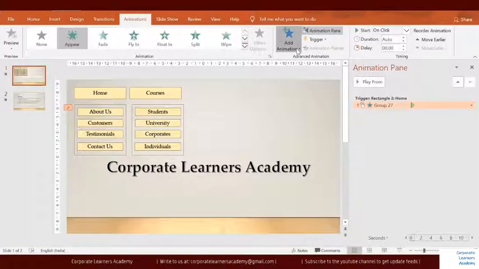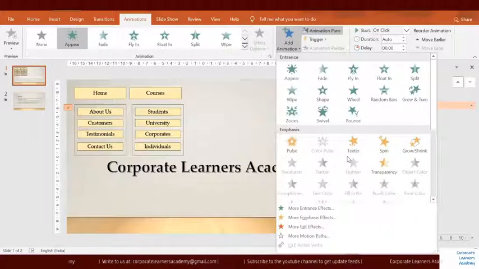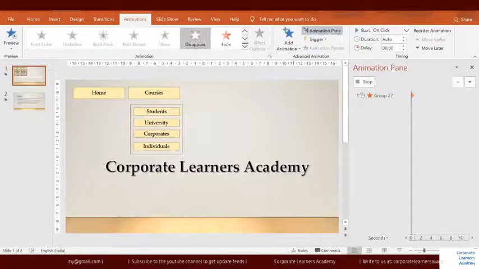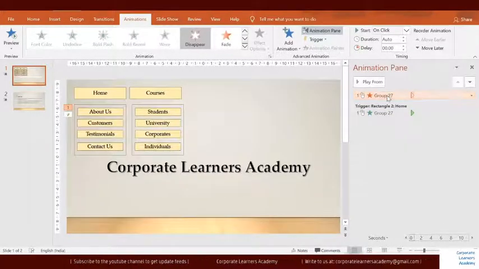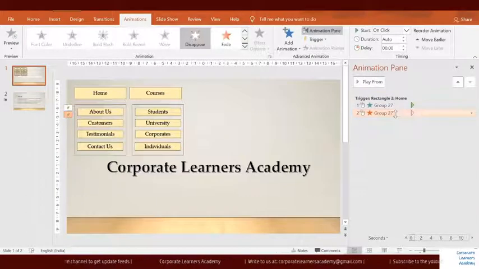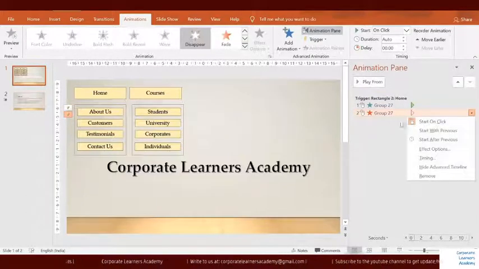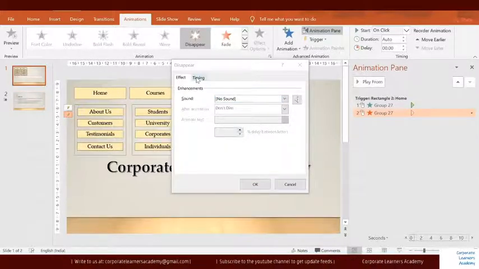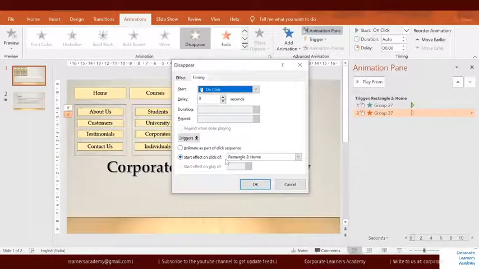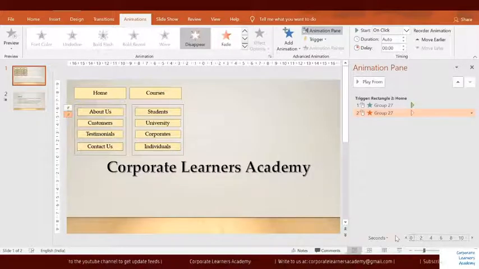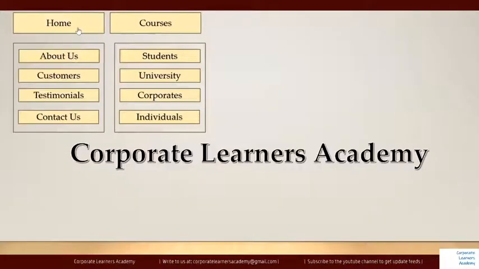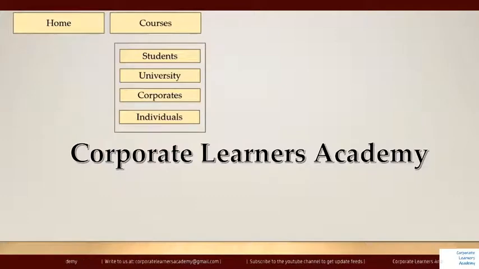Again, I'll say add animation and I'll ask the animation to disappear and simply drag it below it. Just to confirm, right click, effect options. Just to ensure, we'll go to the timings and say start the effect on click of rectangle 2 home. Now people, let's run this. And here appears my menu and here it disappears.